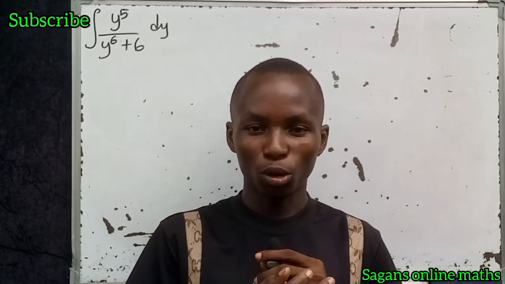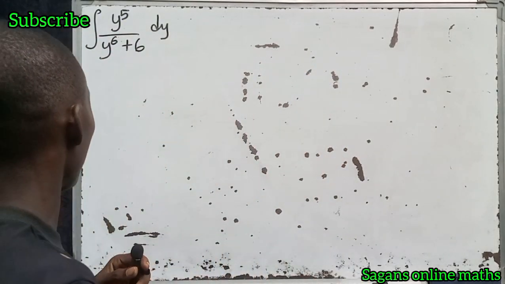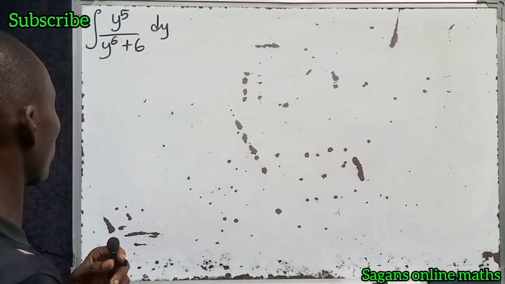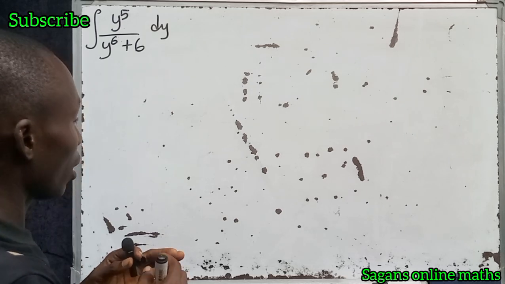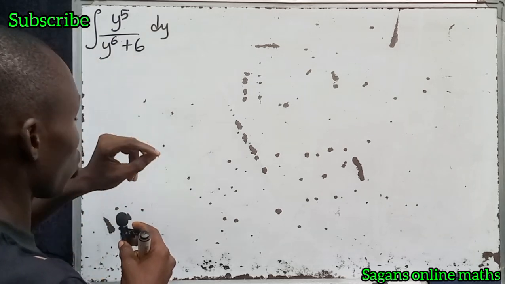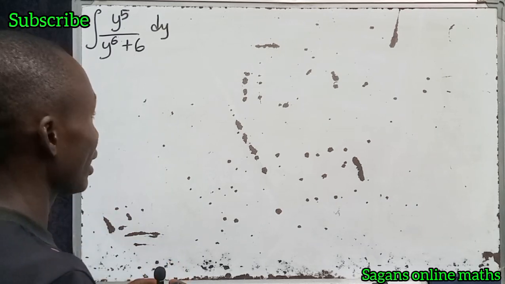Let's solve this question on the board. Now look at the beautiful question given on the board. Now look at the integral of y to the power of 5 divided by y to the power of 6 plus 6 dy. Now we are asked to integrate this function with respect to y. Remember, this is an indefinite integral, right?